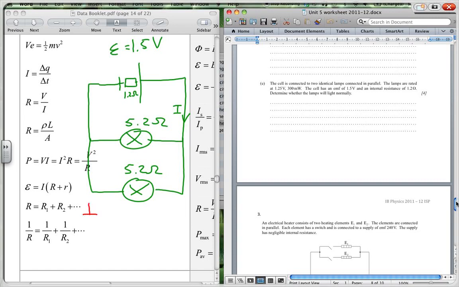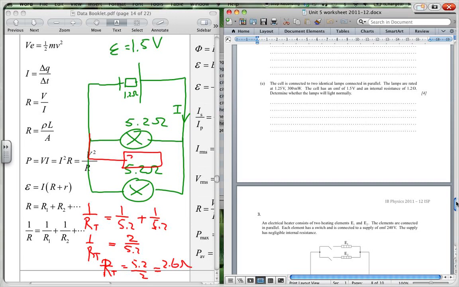I can put it into the formula. Let's just do that, but you'll see that 1 over 5.2 plus 1 over 5.2, because they are in parallel, we're going to get 2 over 5.2, 1 over RT, or the parallel. So RT is equal to 5.2 over 2. You see how it just divides? So it's going to equal 2.6 ohms. So you're actually getting a resultant resistance there of 2.6 ohms in the circuit.